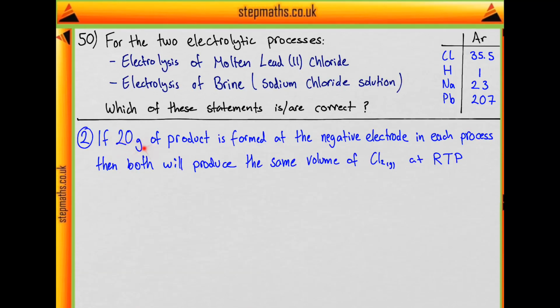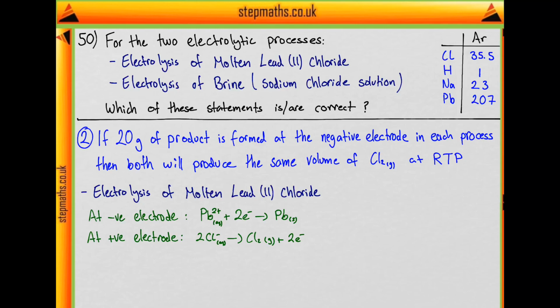Statement 2. If 20 grams of product is formed at the negative electrode in each process, then both will produce the same volume of chlorine at room temperature and pressure. For the electrolysis of molten lead chloride, at the cathode, the negative electrode, we have lead gaining 2 electrons to form lead metal. At the anode, we have chloride anions going to chlorine gas. So our moles of lead metal formed, which will be the same as the moles of chlorine formed, is the mass, 20, over the atomic mass, which is 207. This gives us roughly 0.1 mole.